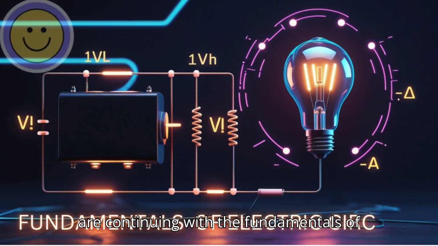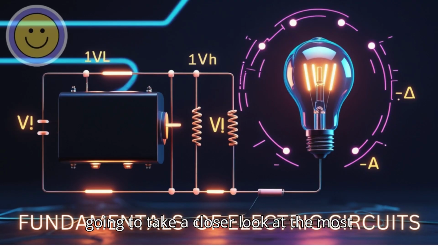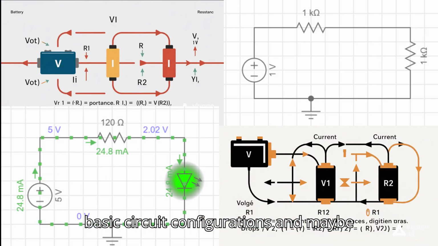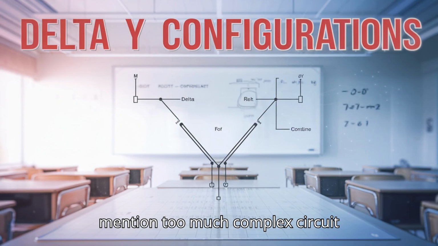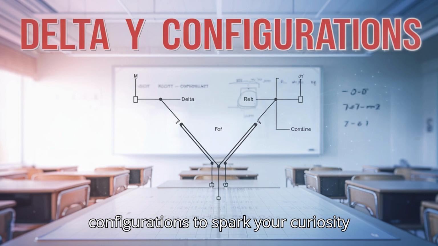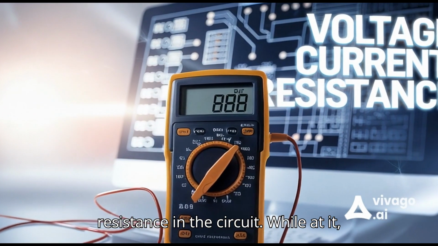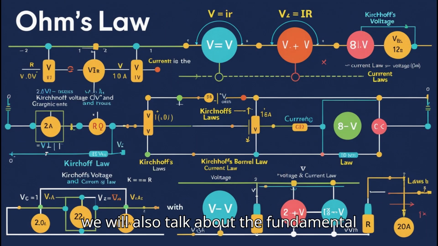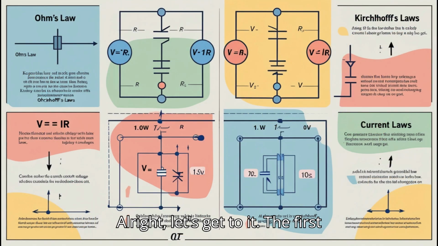We are continuing with the fundamentals of electric circuits. In this video, we are going to take a closer look at the most basic circuit configurations and maybe mention two much more complex circuit configurations to spark your curiosity, and how they affect voltage, current, and resistance in the circuit. While at it, we will also talk about the fundamental laws used in circuit analysis. All right, let's get to it.